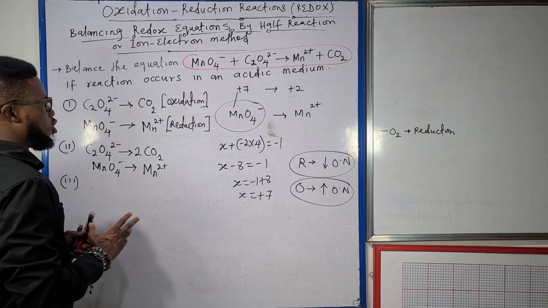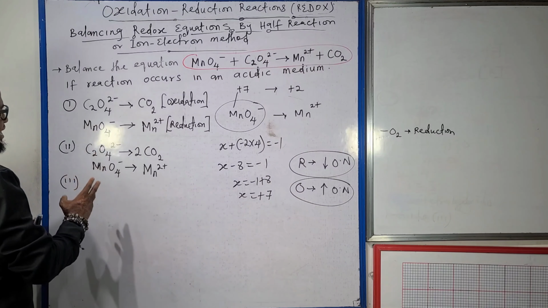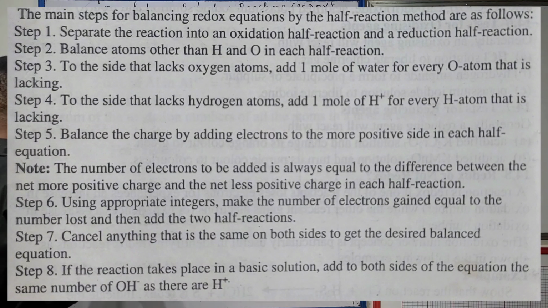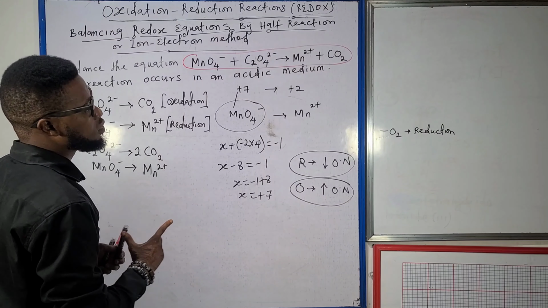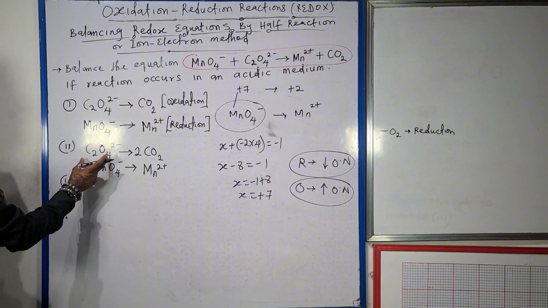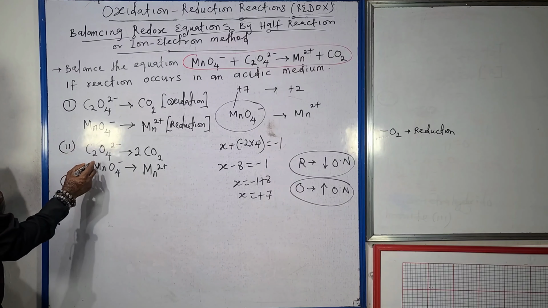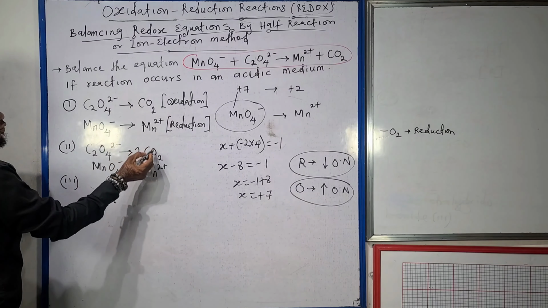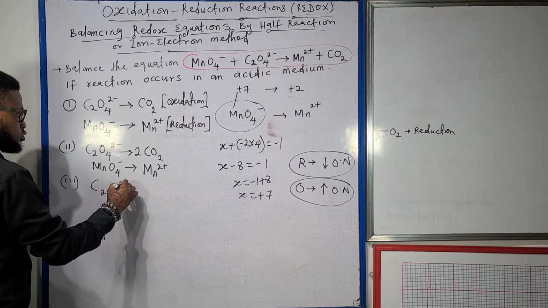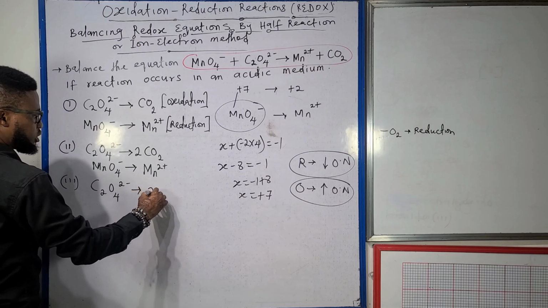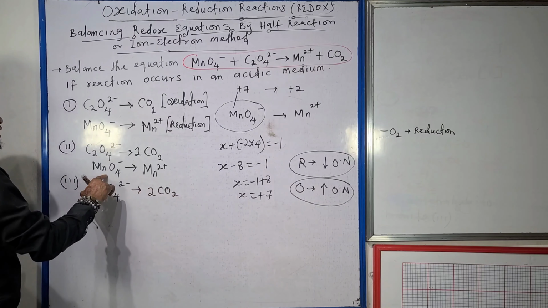Step 3, balancing oxygen atom. To the side that lacks oxygen, we're going to add 1 mole of water for every oxygen atom lacking. So when we look at this equation from step 2 here, I have 4 oxygen here, I have 2 times 2, 4 oxygen here. So the oxygen is balanced there. So C2O4 2 minus to give me 2CO2.